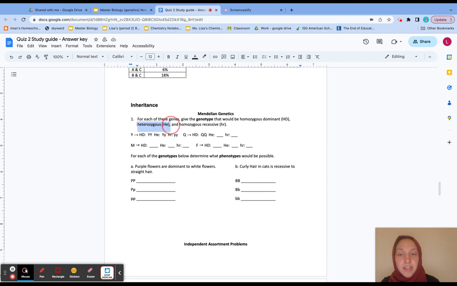Heterozygous is my HE here. Heterozygous for Q means two different alleles, so I have one big Q, one small q. Homozygous recessive means I have two of the same alleles, and in this case they're both recessive, so two small q's. I think you should be able to do the rest, the M and the F.